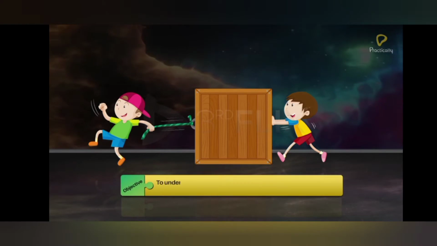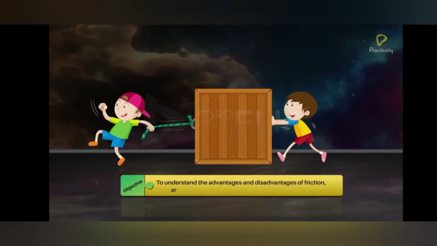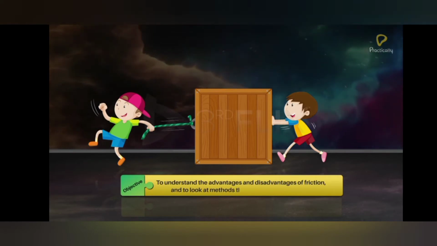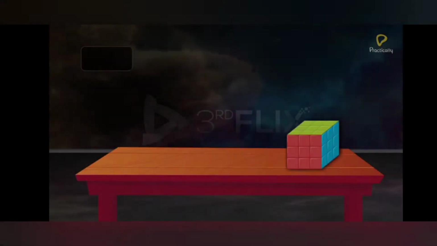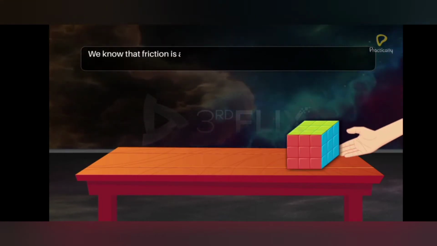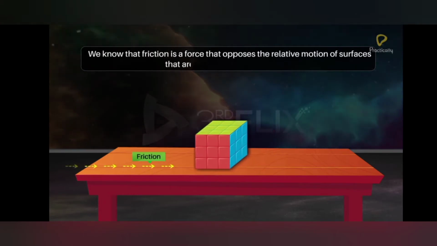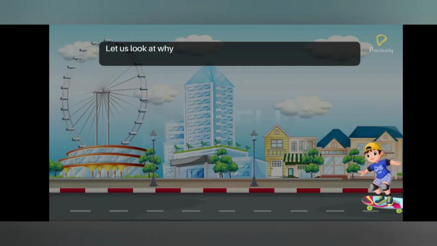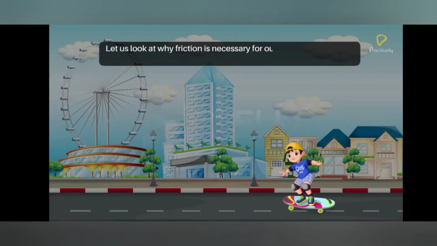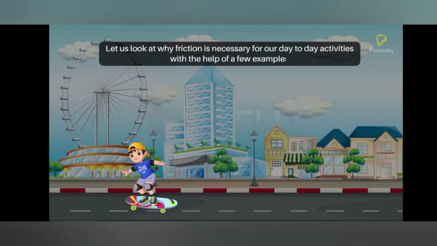To understand the advantages and disadvantages of friction and to look at methods that increase or decrease it. We know that friction is a force that opposes the relative motion of surfaces that are in contact with each other. Let us look at why friction is necessary for our day-to-day activities with the help of a few examples.